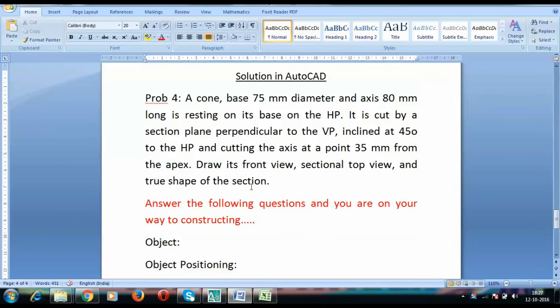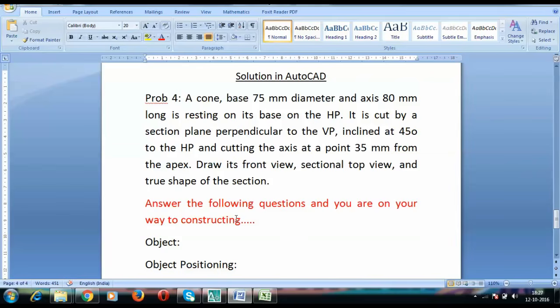This is going to be the last problem in the section of solids, and it goes like this. A cone, base 75 mm diameter and axis 80 mm long, is resting with its base on the HP, that is, the horizontal plane. It is cut by a section plane perpendicular to the VP, inclined at 45 degrees to the HP, and cutting the axis at a point 35 mm from the apex. Draw its front view, sectional top view, and true shape of the section.